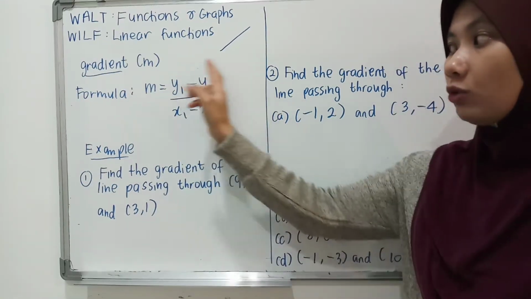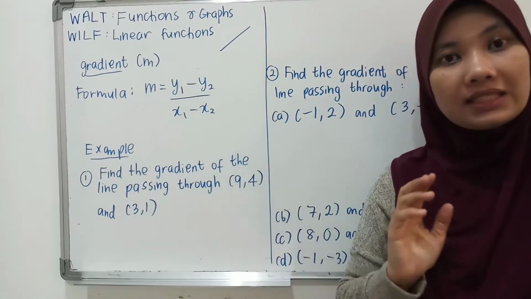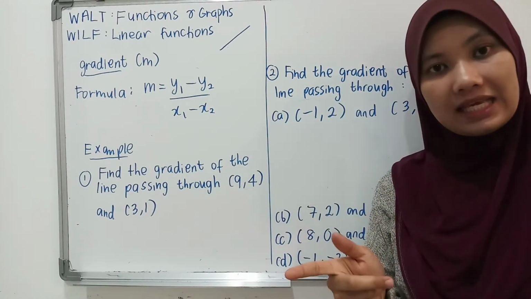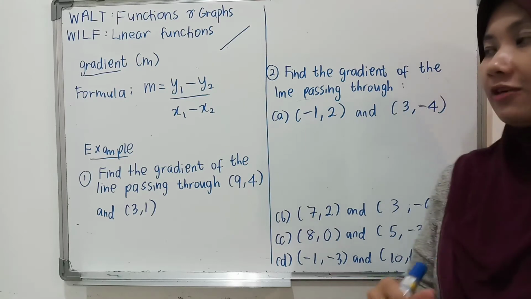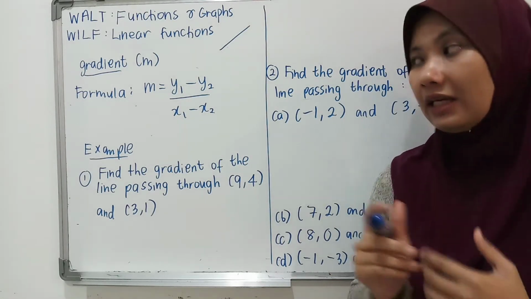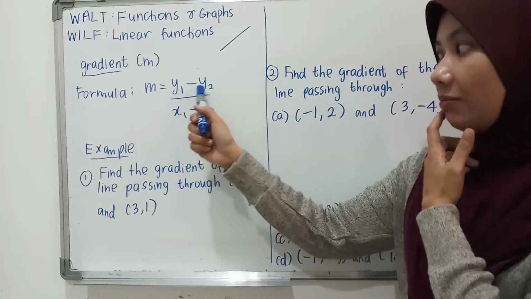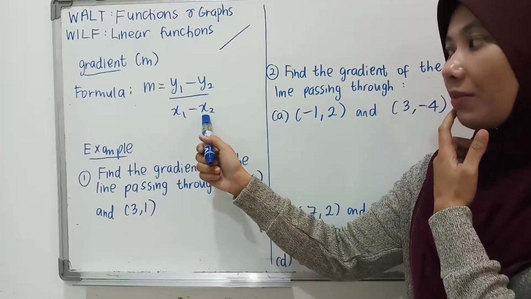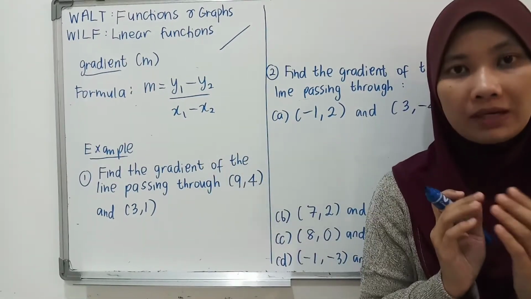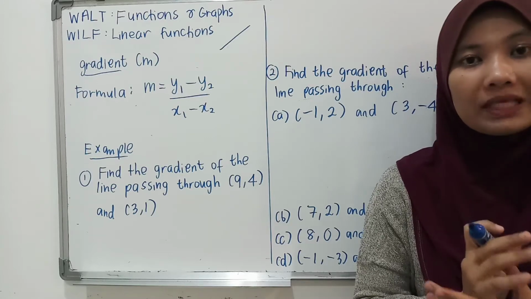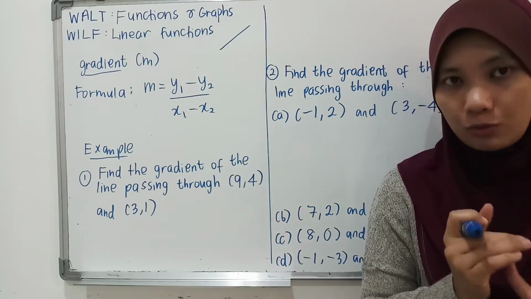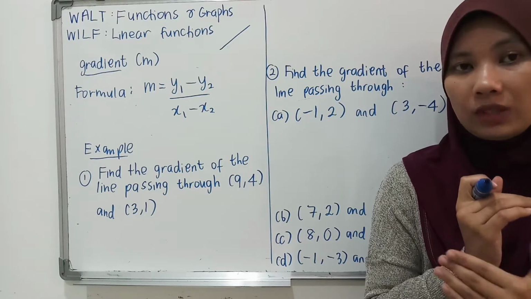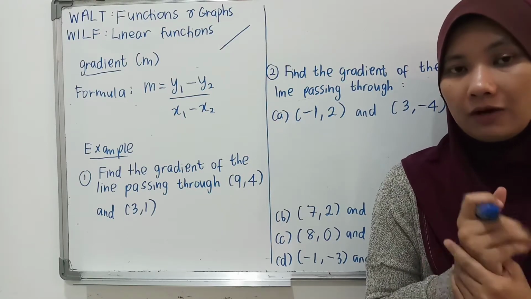We are going to use this formula in maths as well, and maths IGCSE as well. So what is the formula of finding gradient? That is just y1 minus y2 over x1 minus x2. You need to remember the formula because the formula will not be given to you in exam. So make sure you are well versed with the formula of finding gradient.